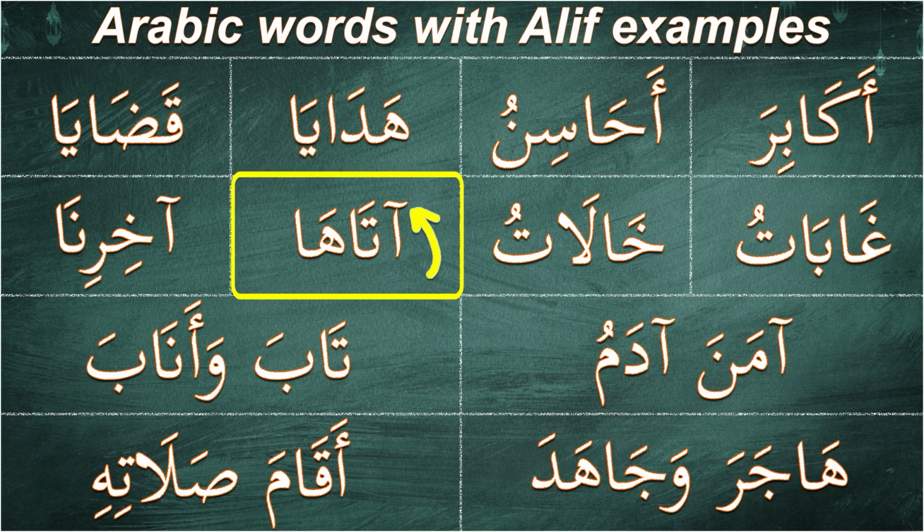The next one, you will notice that there is a sign above the alif. This sign is called the stretch sign. And it makes the alif pronounced like this: A. A. So we will read this word like this: أتاه. So in this word we have 3 alifs. First one, middle one, and the last one. Again, أتاه.